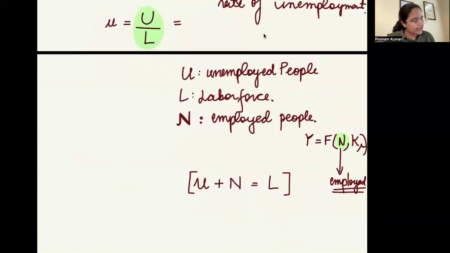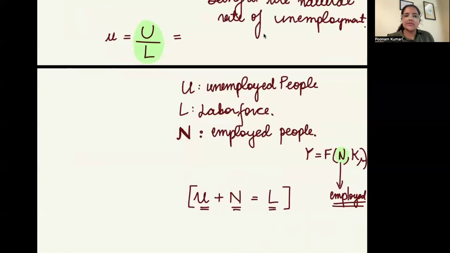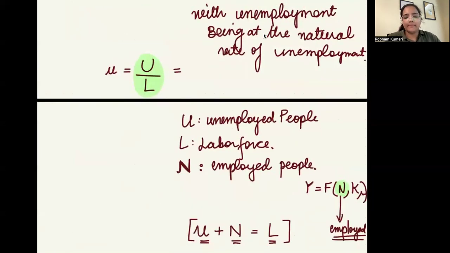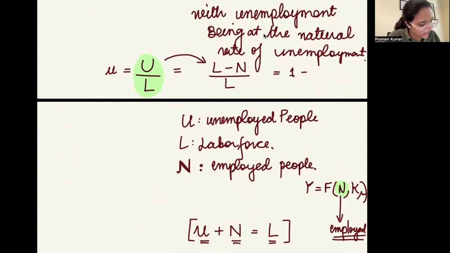So can I say that the number of unemployed people plus the number of employed people will equal the labor force? Then I can write U as L minus N. So the unemployment rate is 1 minus N divided by L.